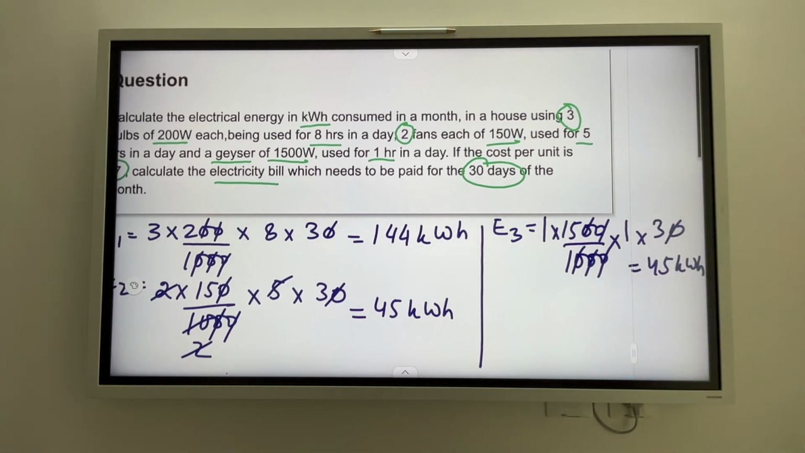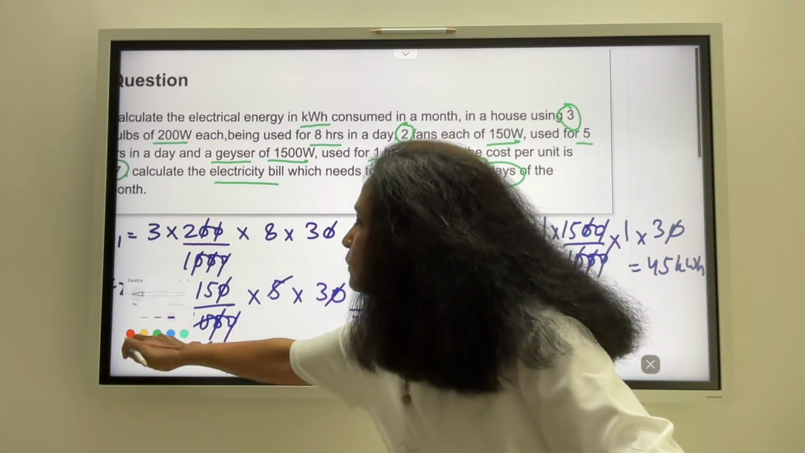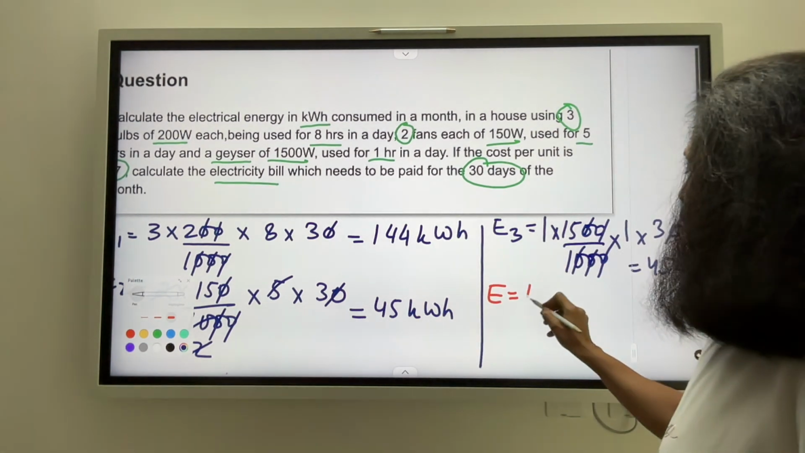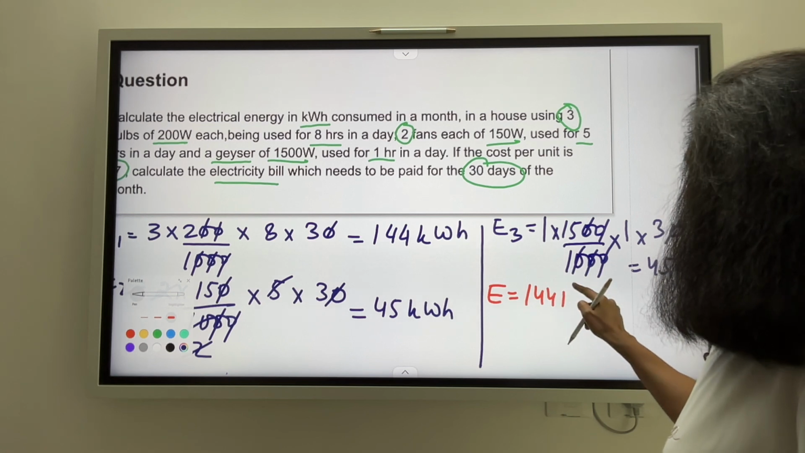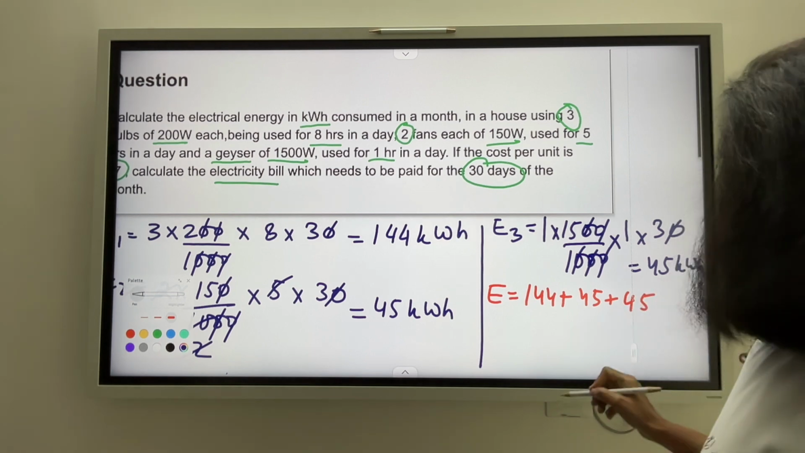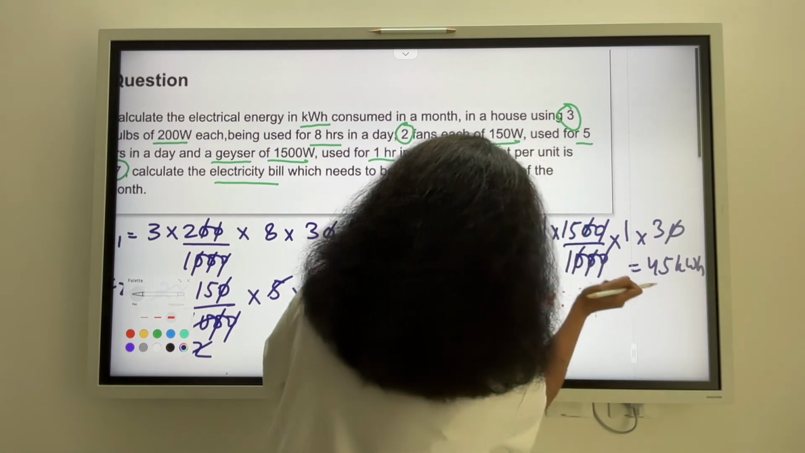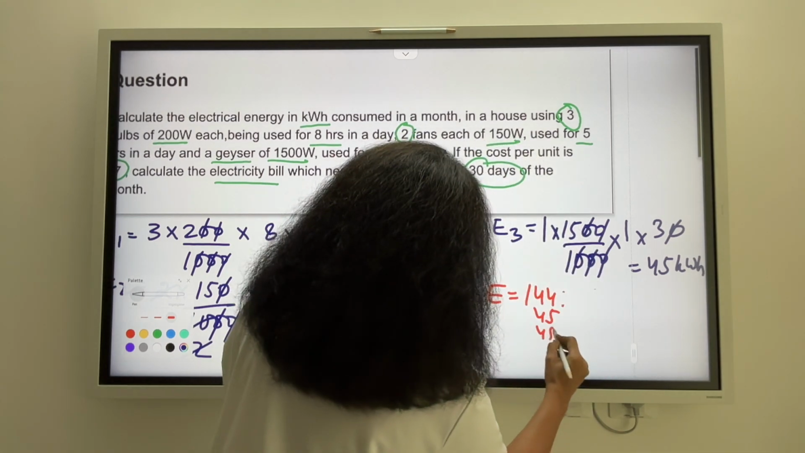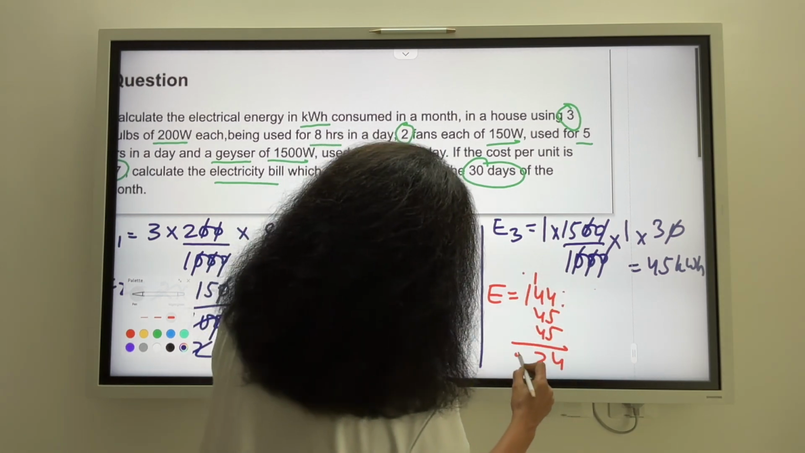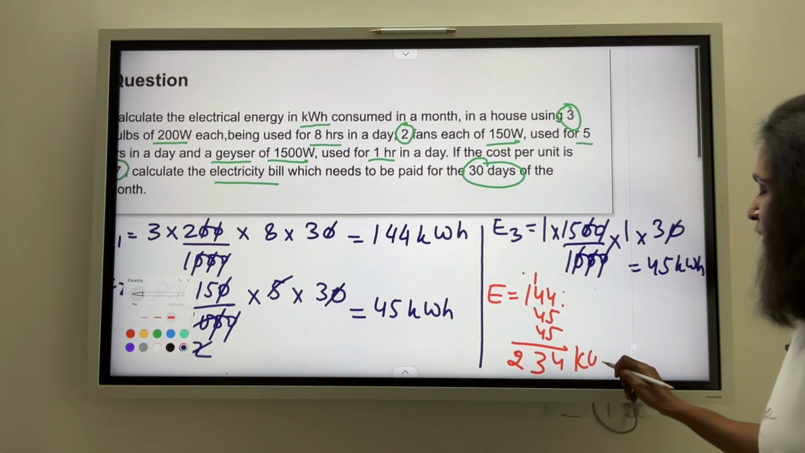Now what is my total energy consumed? What do we have to do? Add them up. Add all the energies, and you will get your total energy. So my net energy is E1 plus E2 plus E3. So 144 plus 45 plus 45. Let me pen it down like this. So I have 234 kilowatt hour of energy consumed.